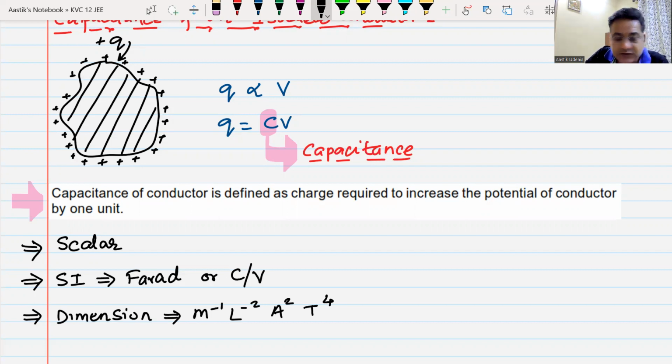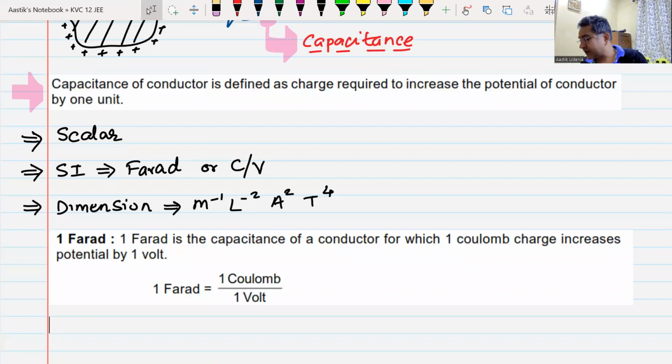Now, how much is 1 farad? All these questions are only for your academic purpose, for your board exams. So 1 farad would be the capacitance of a conductor which has 1 coulomb of charge and whose voltage is 1 volt. 1 farad may look like a very small unit, but it's actually a very big unit, and we will understand this. Anyways, this is how we begin the chapter on capacitance.